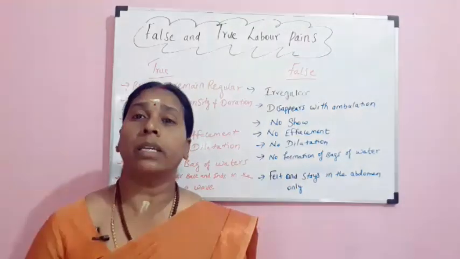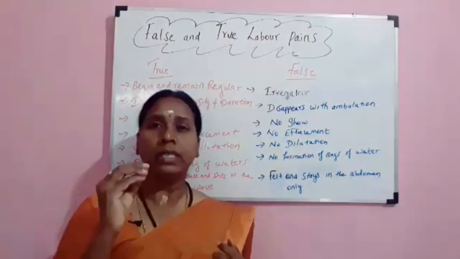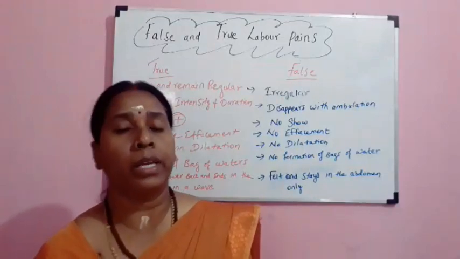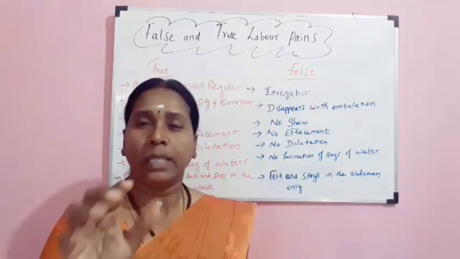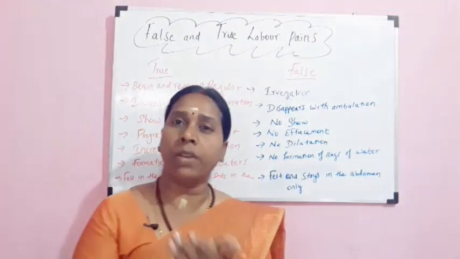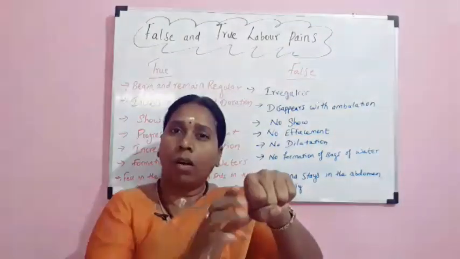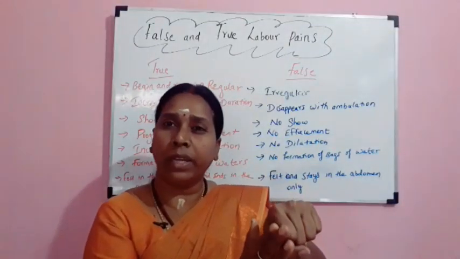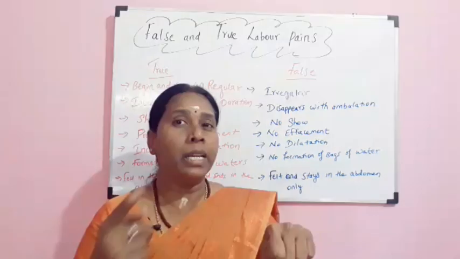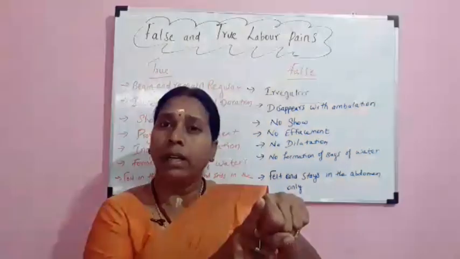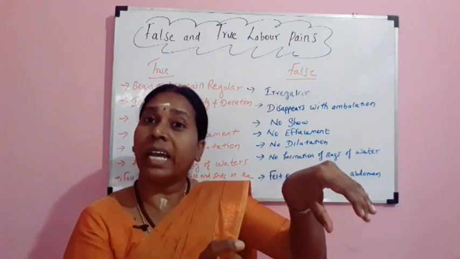Show is nothing but the bloody discharge of the cervical mucus plug. The cervical mucus plug is the protective plug that prevents the baby from infection. It locks or seals the cervix during the pregnancy. Once the labor is initiated, this cervical plug has to come out so that the cervix starts dilating.